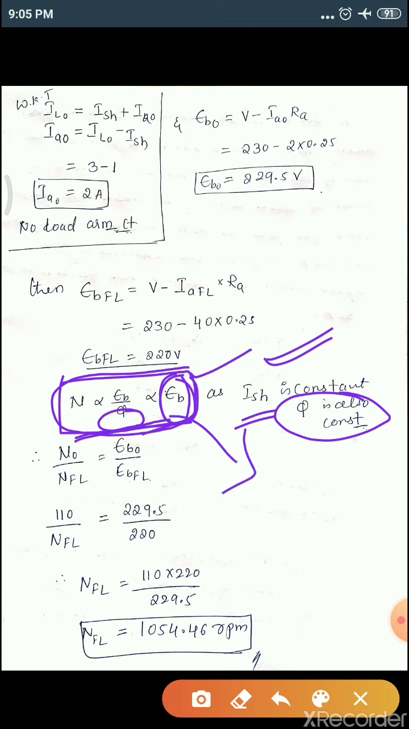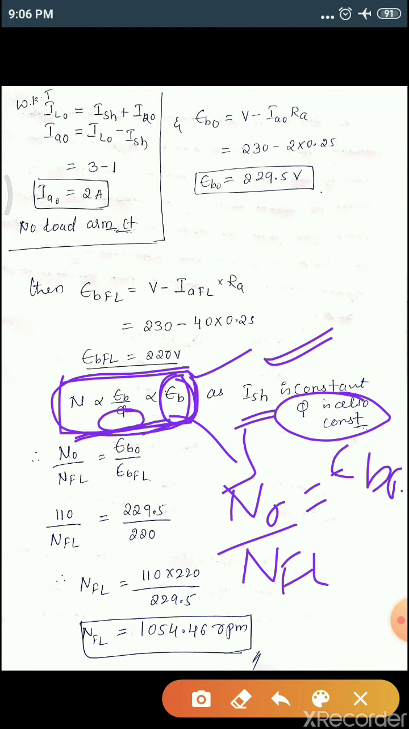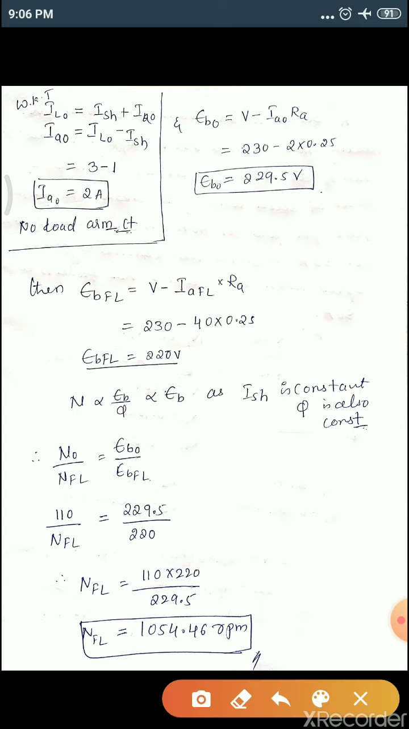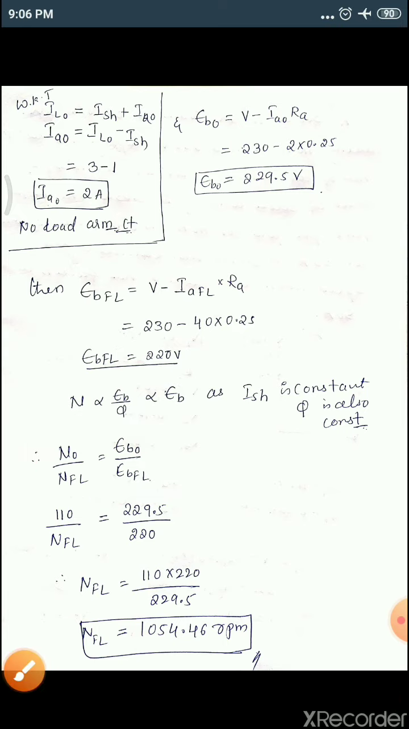We are going to write the formula from no load to full load. So it should be no load back EMF and full load back EMF. We need to calculate these two. Once we get to know this, we can substitute these in this formula and easily we get it. Okay, this is how we need to tackle this numerical. So now our intention is to calculate back EMF on no load and full load. Let's see how to calculate this.